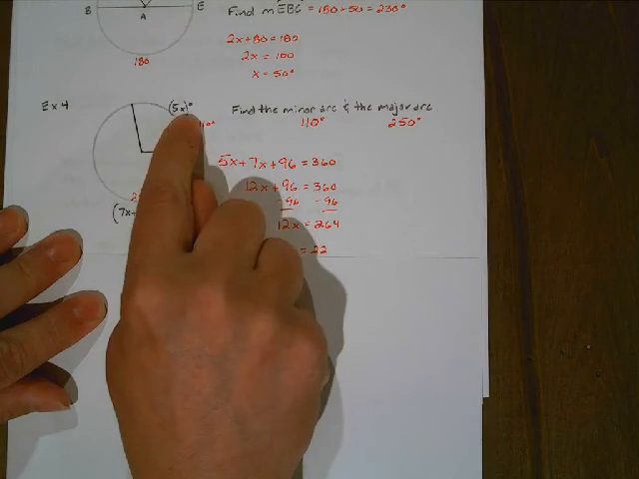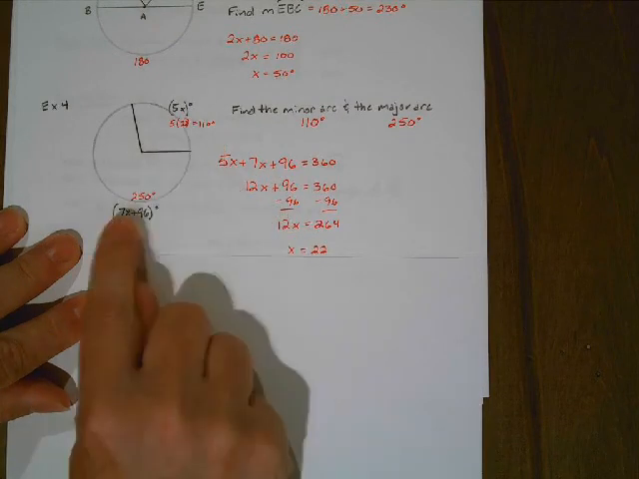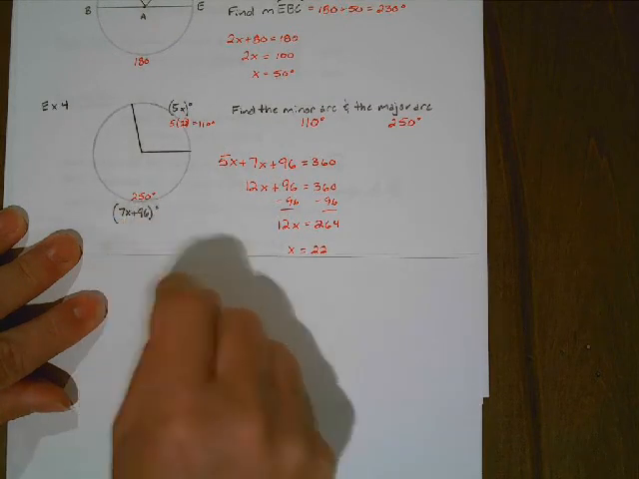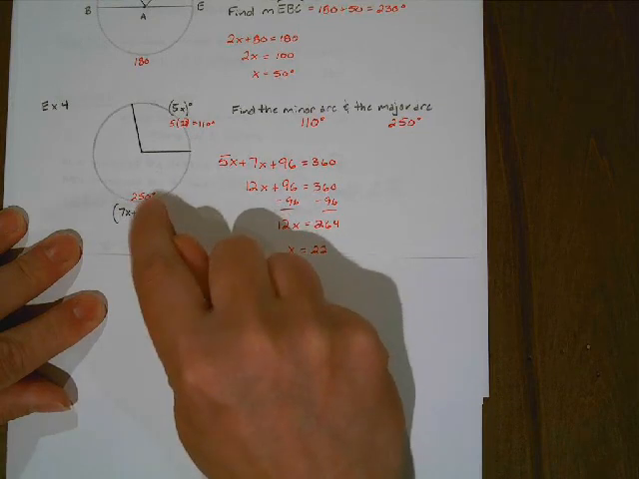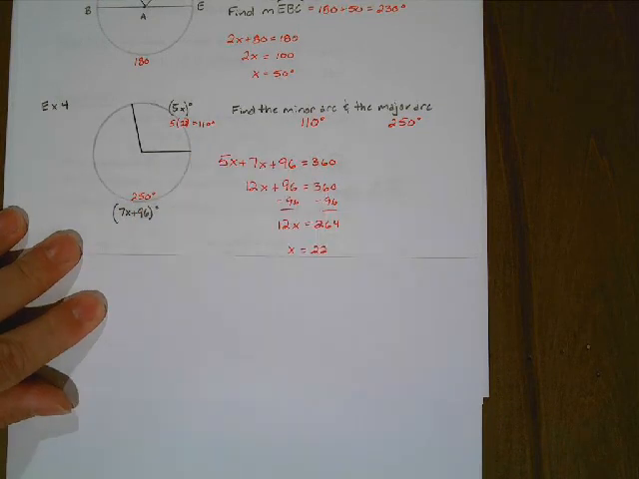So if I plug in 22 here, I get 110. If I plug in 22 here, I get 250. And again, you can check your work, because 250 plus 110 equals 360 degrees.